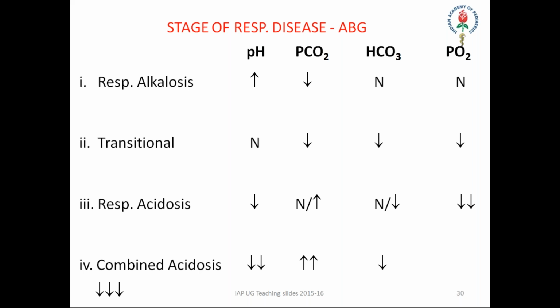So coming to respiratory alkalosis, the pH is increased. When alkalosis is there, the PO2 will be normal, but PCO2 levels will be low. In acidosis, PCO2 levels will be high and bicarbonate is normal. In a transition form, the pH is normal, PCO2 is low, PO2 is low, and bicarbonate is also low. In combined acidosis, both metabolic and respiratory, the pH is low, PO2 is low, PCO2 is increased, and as metabolic is also combined, bicarbonate will also be low.